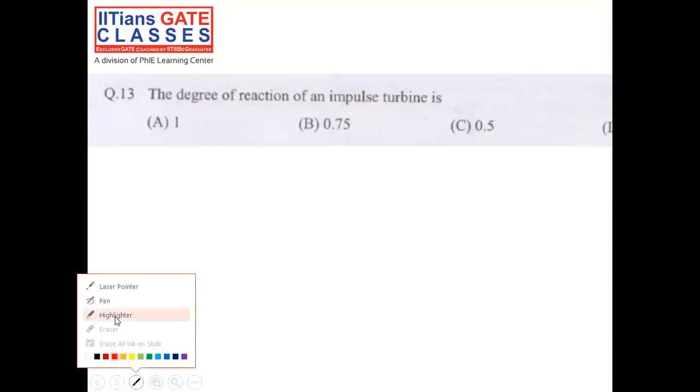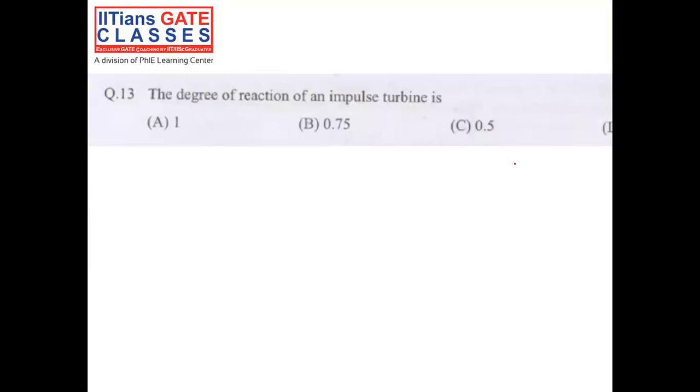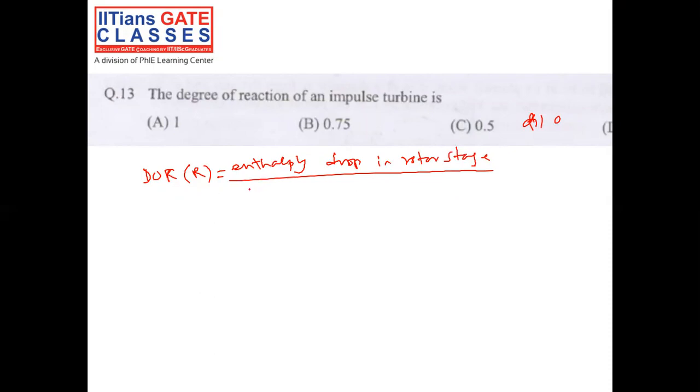The first question: degree of reaction of an impulse turbine is 1.75, 0.5, and the last option is 0. So degree of reaction of a turbine is defined as enthalpy drop in rotor stage divided by total enthalpy drop in the stage.